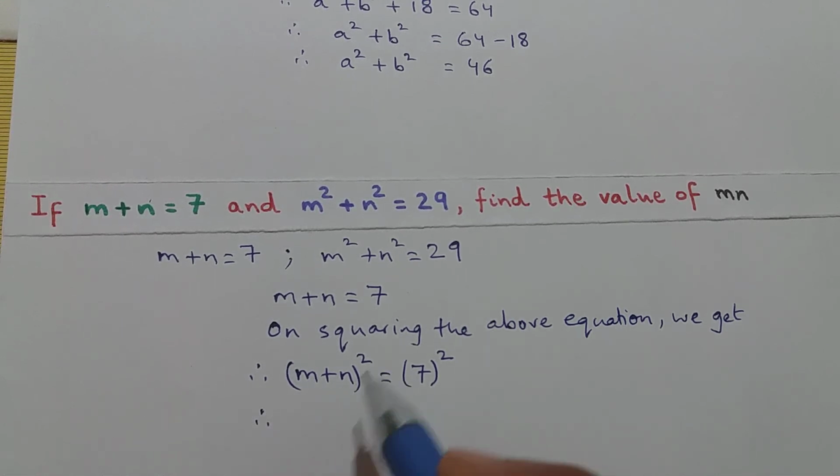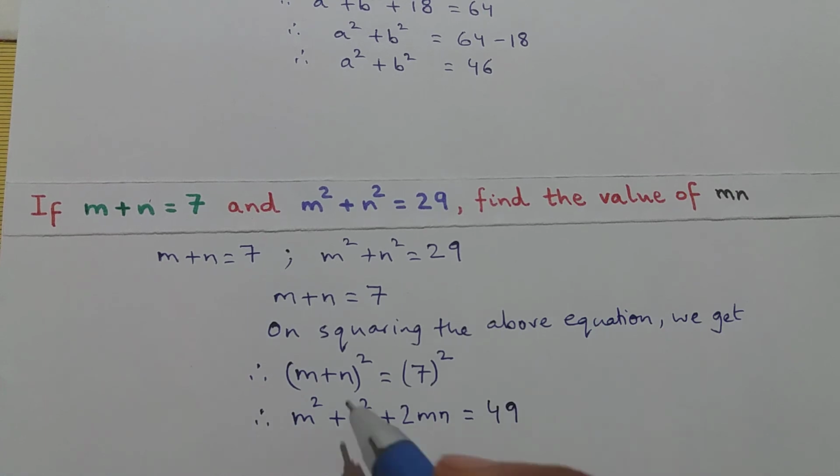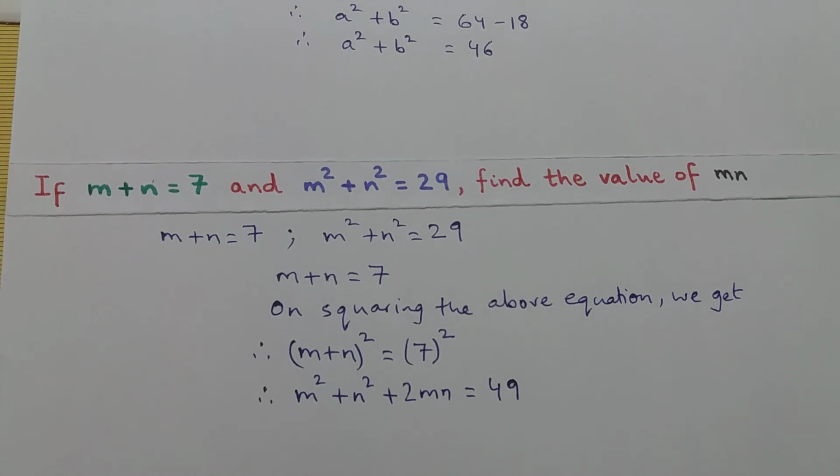Now when we expand m plus n whole square we get m square plus n square plus 2mn. That is equal to 7 square. 7 square is 49. So m plus n whole square equals 7 square becomes m square plus n square plus 2mn is equal to 49.